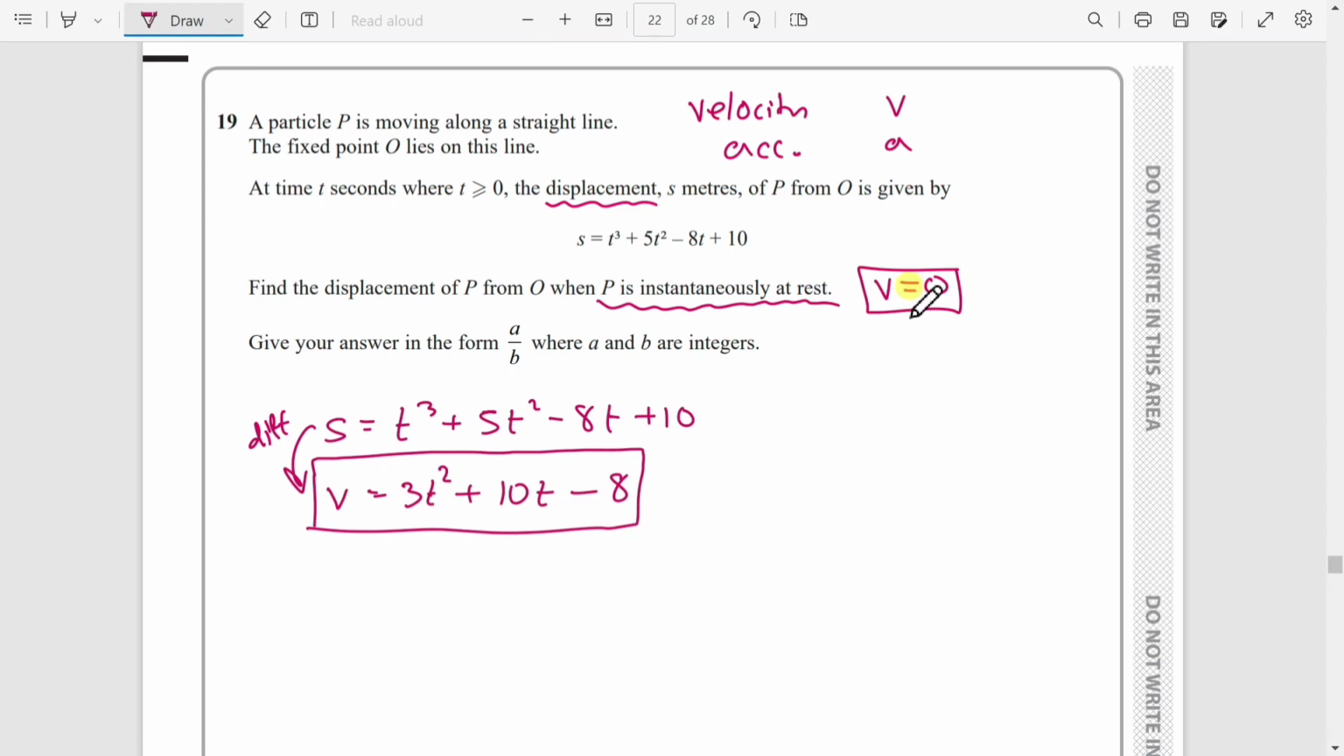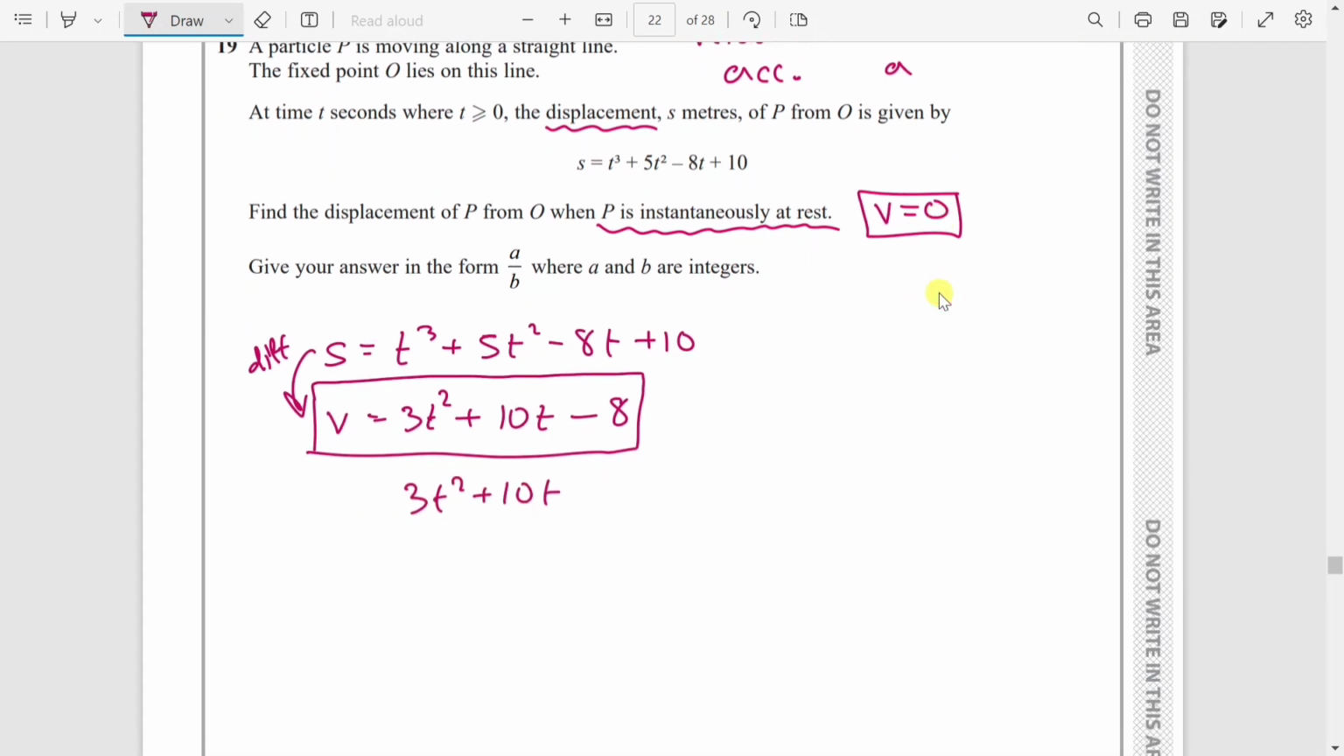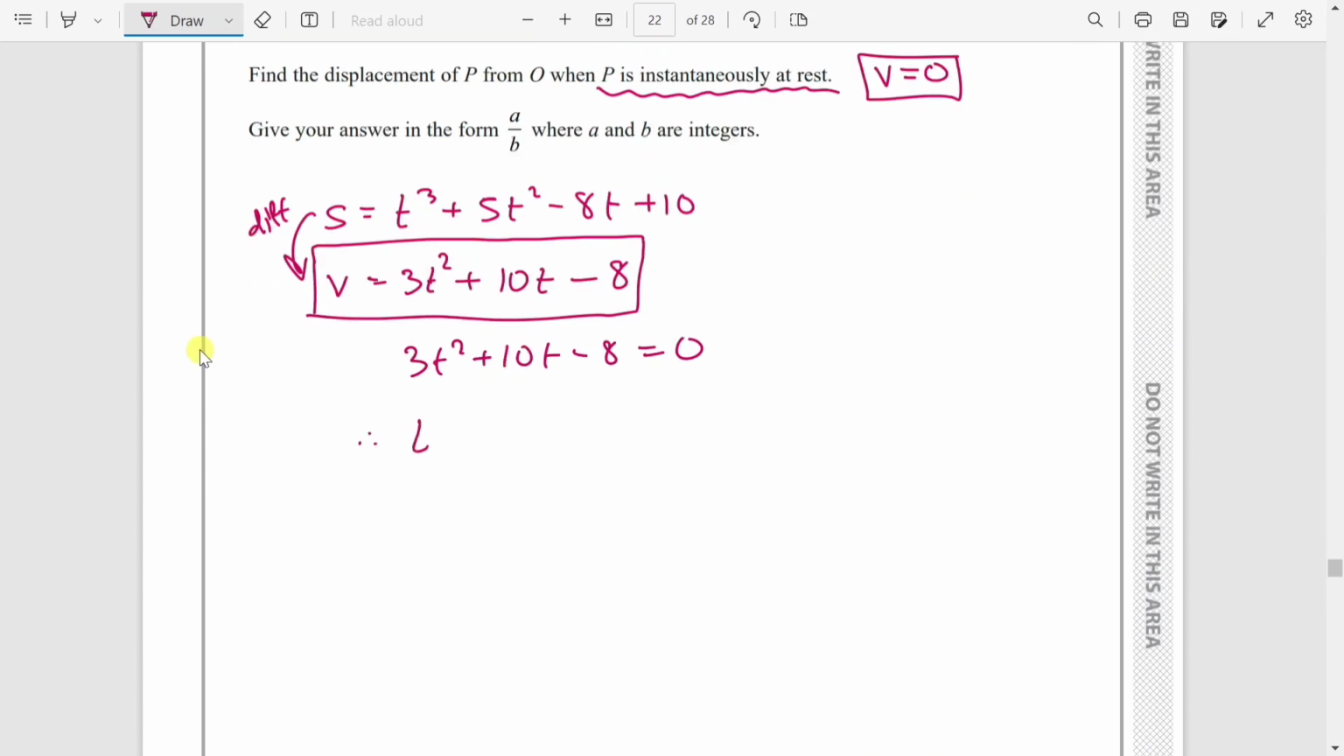And then the question is to find the time when you set it to 0. So now this equation, 3t squared plus 10t minus 8, is equal to 0. We've got a quadratic here, guys. We just have to factorize this or use the quadratic formula. So using the quadratic formula, t equals, remember, minus b plus or minus the square root of b squared minus 4ac, all of that over 2a. And remember, a, b, and c are basically these numbers in front. So a is 3, b is 10, and c is minus 8.